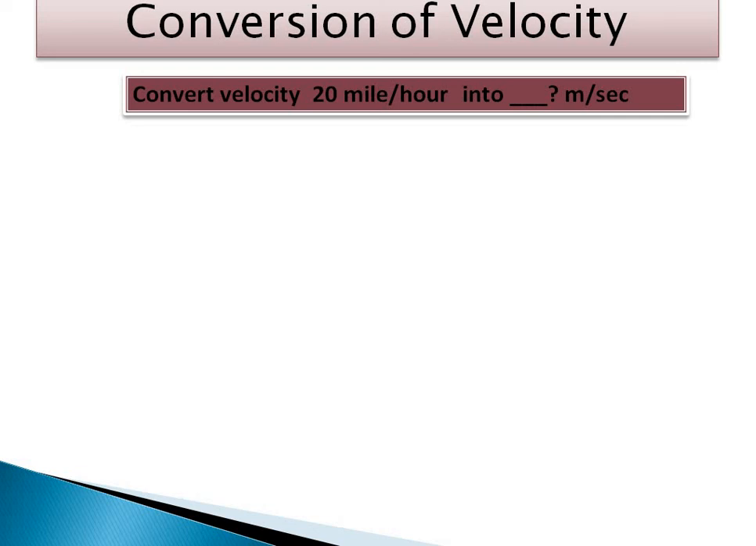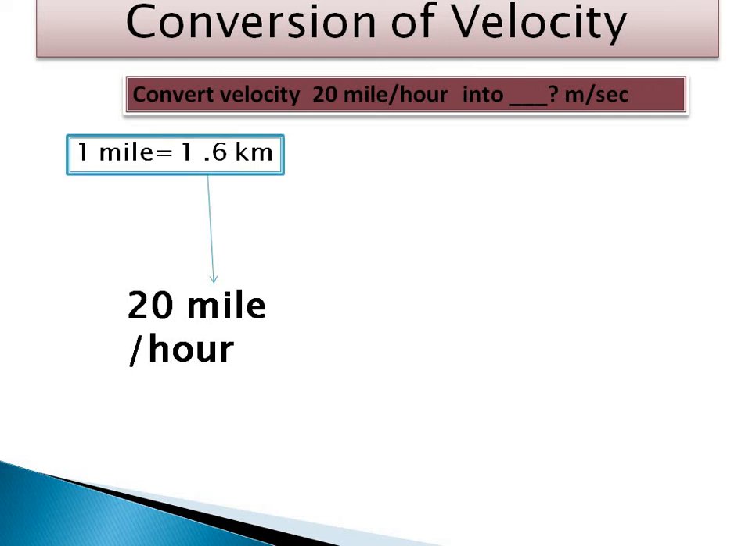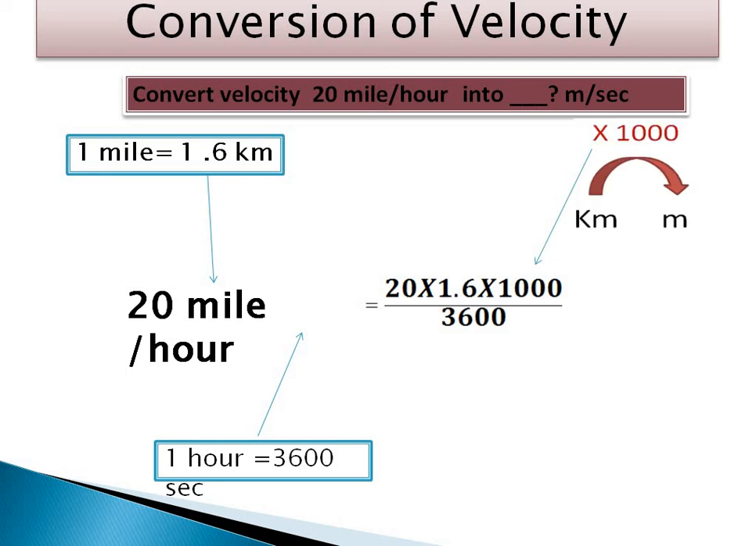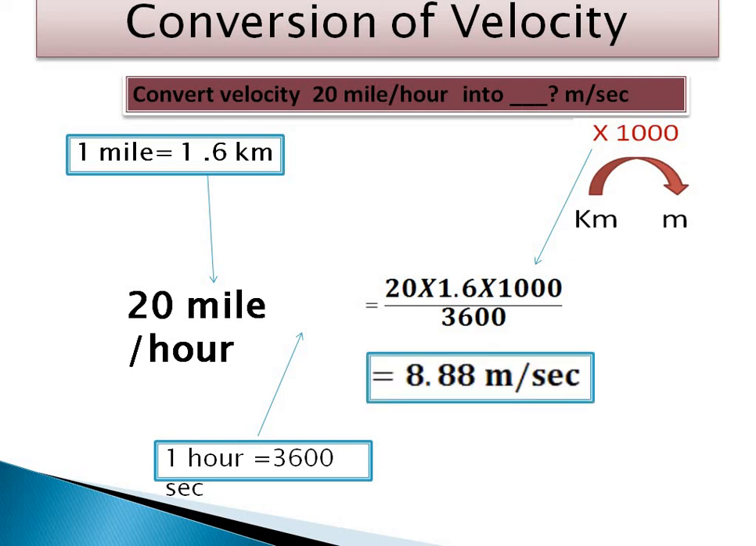Similarly, a velocity of 20 miles per hour, we wanted to convert into meter per second. Then 1 mile is nothing but 1.6 kilometer, and 1 hour is nothing but 3600 seconds. So 20 into 1.6 divided by 3600 will give the reading in kilometer per second, but we wanted to convert it into meter, so it will be multiplied by 1000 again. So it will be nothing but 8.88 meter per second.